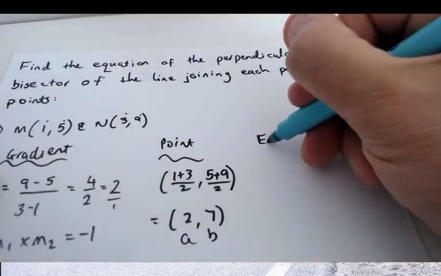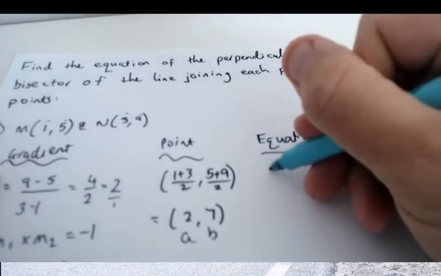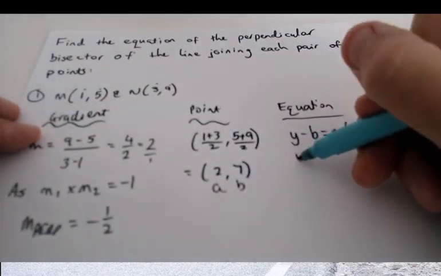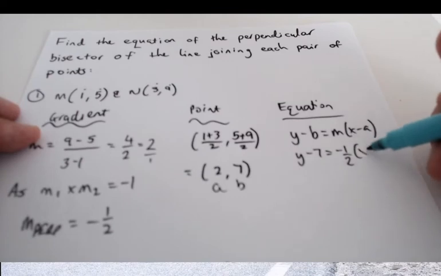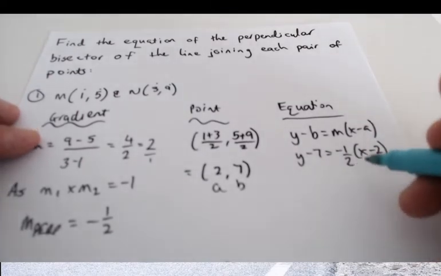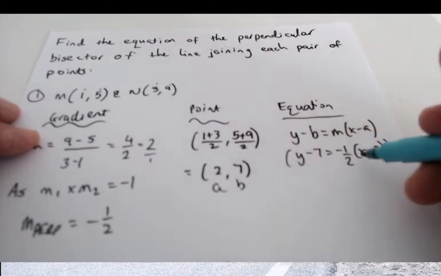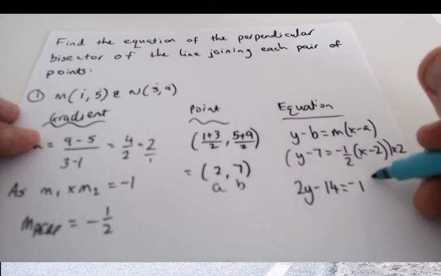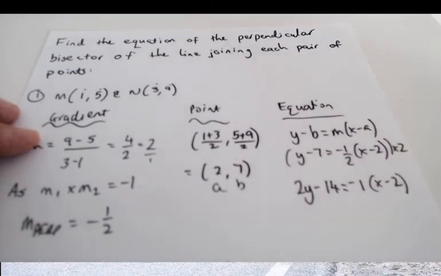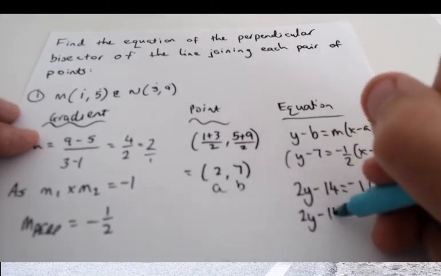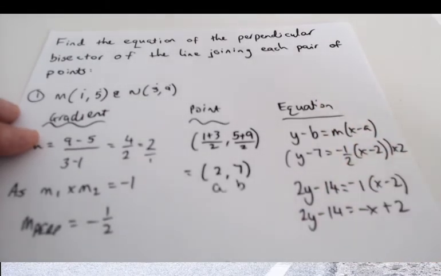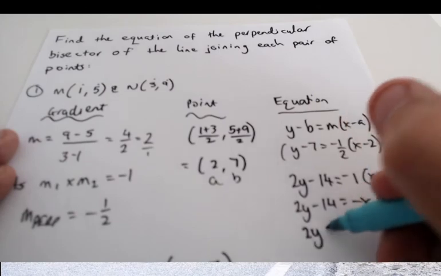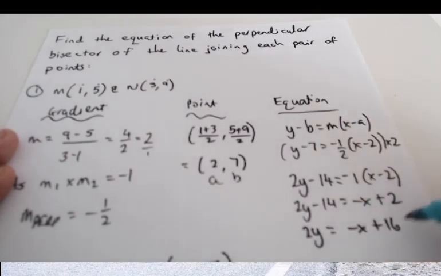And then I'm going to go for my equation. y minus b equals m bracket x minus a. So that's going to be y take away 7 equals minus a half (x minus 2). I want rid of this fraction, so I'm going to times by the bottom number, which is 2, times everything by 2. I get 2y minus 14 will equal, the 2's will cancel, leaving the minus 1. Multiply out the bracket. Careful on your negative numbers work. Add 14 to both sides. All done.